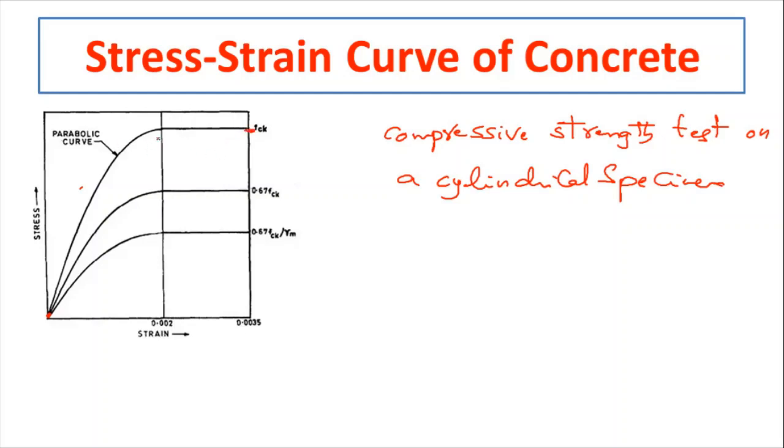Here the curve remains parabolic up to the strain of 0.002. Then concrete fails at the strain of 0.0035. So from 0.002 to 0.0035, with varying strain, stress will not vary. Stress will remain constant here.